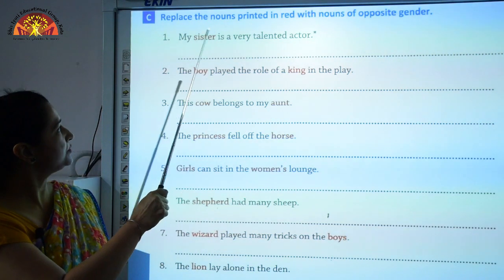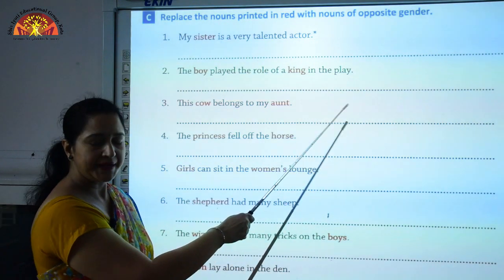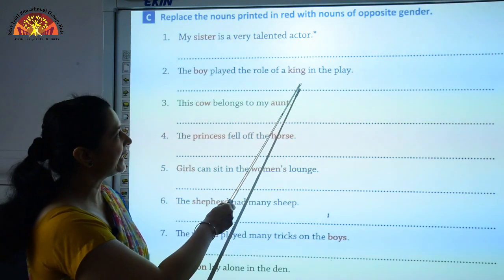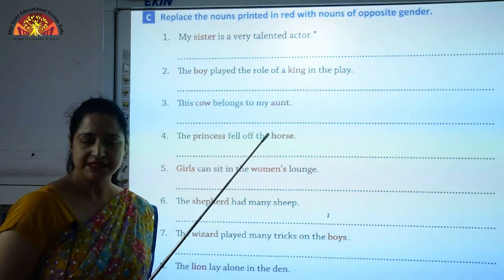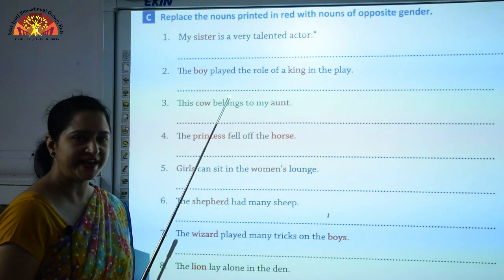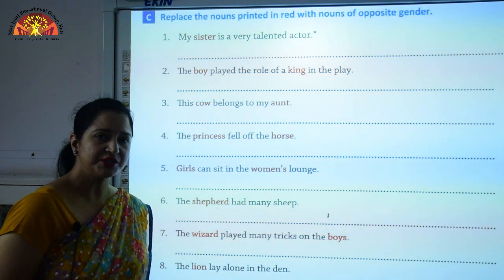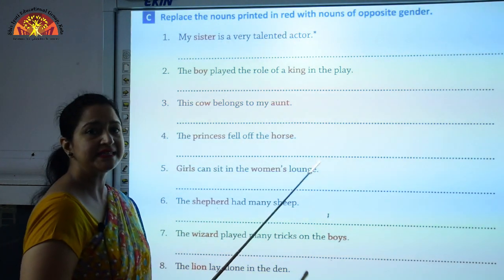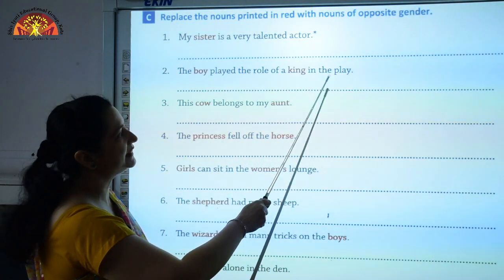Okay, now moving to number 2. The boy played the role of a king in the play. Now in this sentence, 2 nouns are red in color, boy and king. Now you have to write the opposite gender of boy and king. Boy is masculine gender, we all know that. So what is the feminine of boy? Girl. Very good. Now here king is masculine gender, and what is the opposite of king? That is queen. So you will write this sentence like: the girl played the role of a queen in the play.